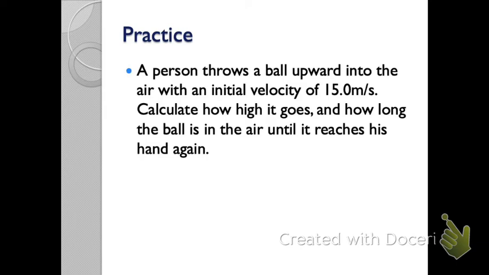A person throws a ball upward into the air with an initial velocity of 15 meters per second. Calculate how high it goes. Can we basically just use the same equation? We're going to use the same kinematics equations. Yes, we've just got to figure out what variables go where. For this chapter, we're always using those 3 kinematics equations. Okay, and then calculate how long the ball is in the air until it reaches his hand again. So we've got 2 different things we're calculating here, which means we're going to do them in two separate equations. So let me draw a little diagram over here on the side.